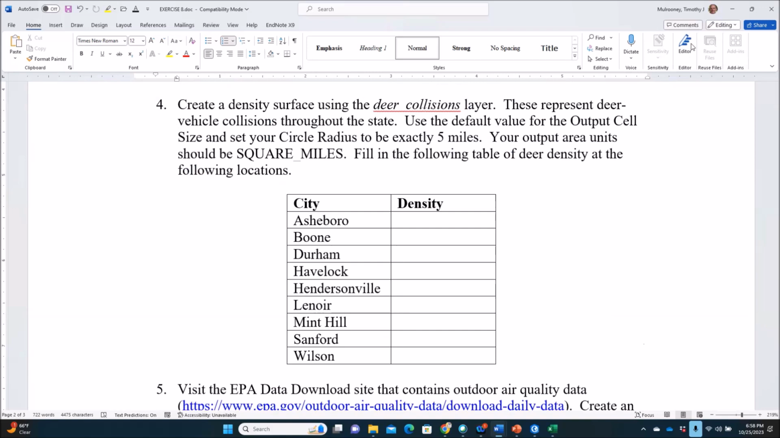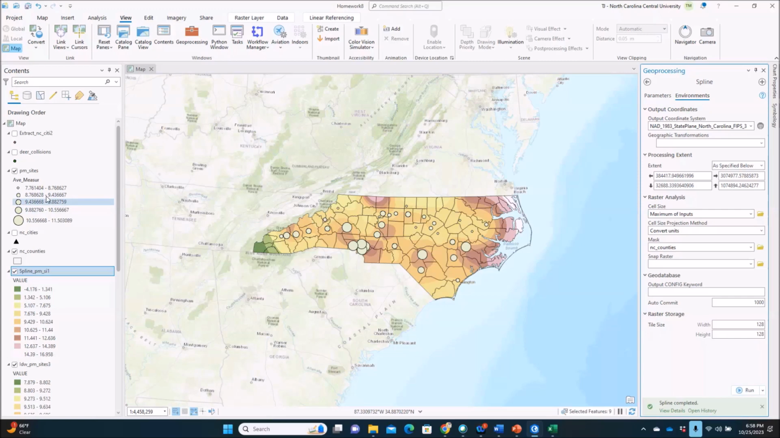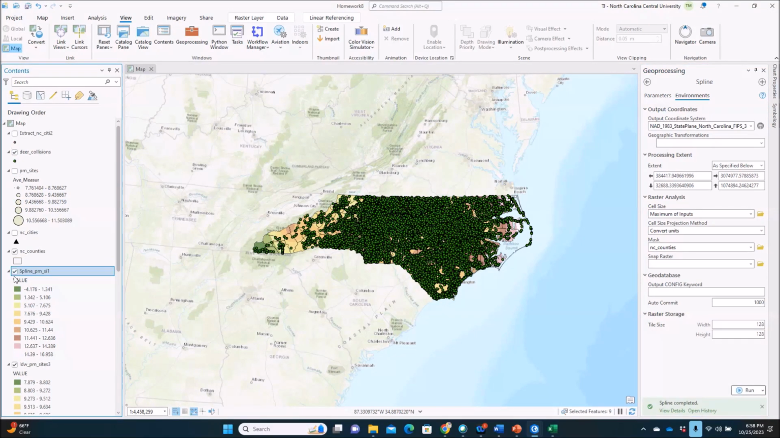The next thing we're going to do is create a density surface. So we're going to calculate a density surface and set it to be 5 miles. Now we're going to do something slightly different here, and we're almost done, because now we're going to create a surface of deer vehicle collisions, based on the known values.